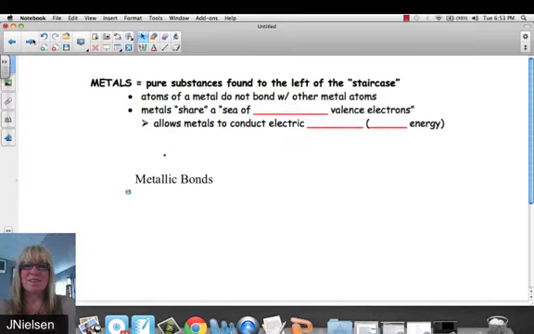Metals are pure substances found to the left of the staircase. We already know that because we just did the periodic table unit. And atoms of a metal do not bond with other metal atoms. Metals share a sea of mobile valence electrons. This allows metals to conduct current. And this is also called wave energy.